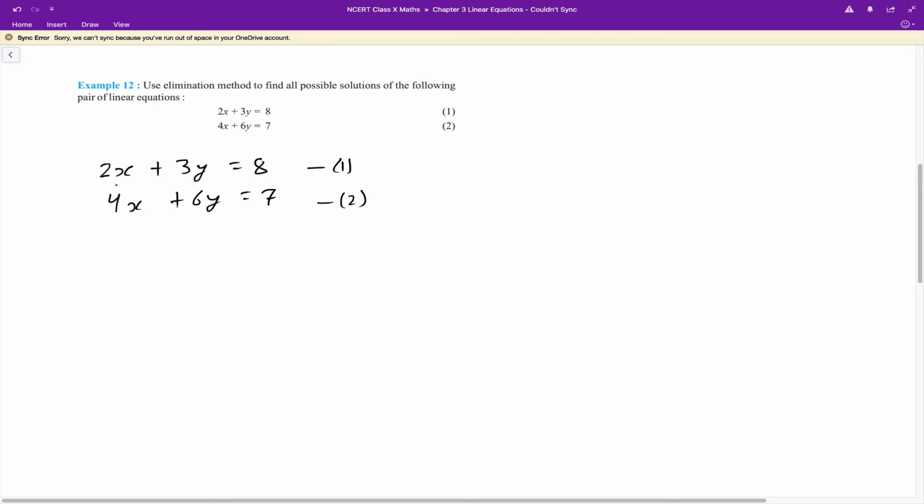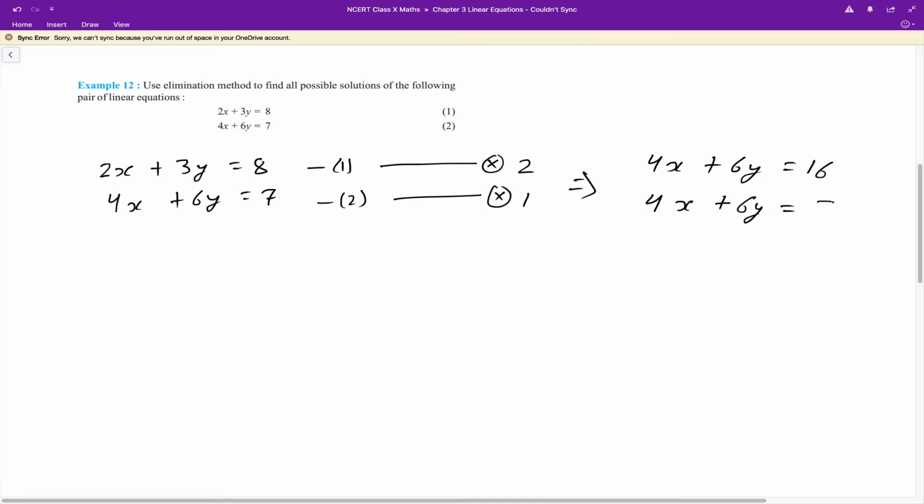So we have two linear equations. 2x plus 3y is equal to 8, 4x plus 6y is equal to 7. So let's say we just want to make these coefficients equal. What do we do? We multiply this equation with 2 and this equation with just 1. So from this, we get 4x plus 6y is equal to 16, and from the other equation we get 4x plus 6y is equal to 7.